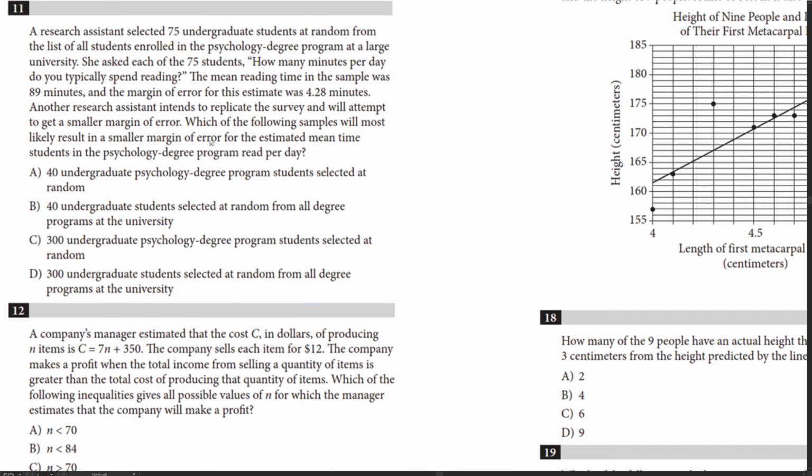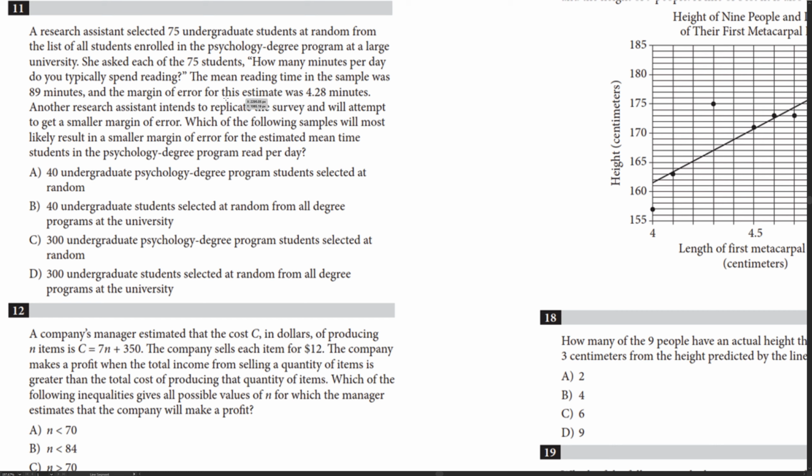A research assistant selected 75 undergraduate students at random from the list of all students enrolled in the psychology degree program at a large university. She asked each of the 75 students, how many minutes per day do you typically spend reading? The mean time reading in the sample was 89 minutes, and the margin of error for this estimate was 4.28 minutes. Another research assistant intends to replicate the survey and will attempt to get a smaller margin of error. Which of the following samples will most likely result in a smaller margin of error for the estimated mean time students in the psychology degree program read per day?